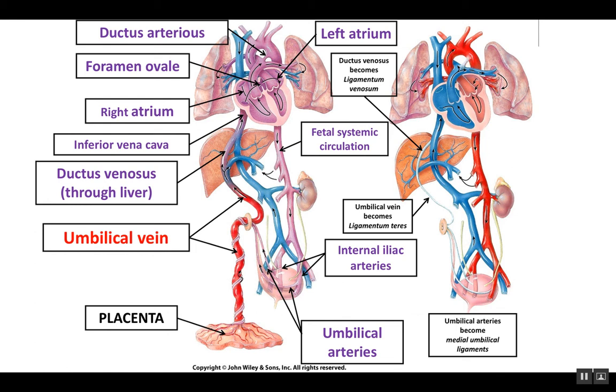So this is what we would call fetal circulation. It's a special circuit that's used in order for the fetus to obtain its oxygen, its nutrients, and to get rid of its waste.